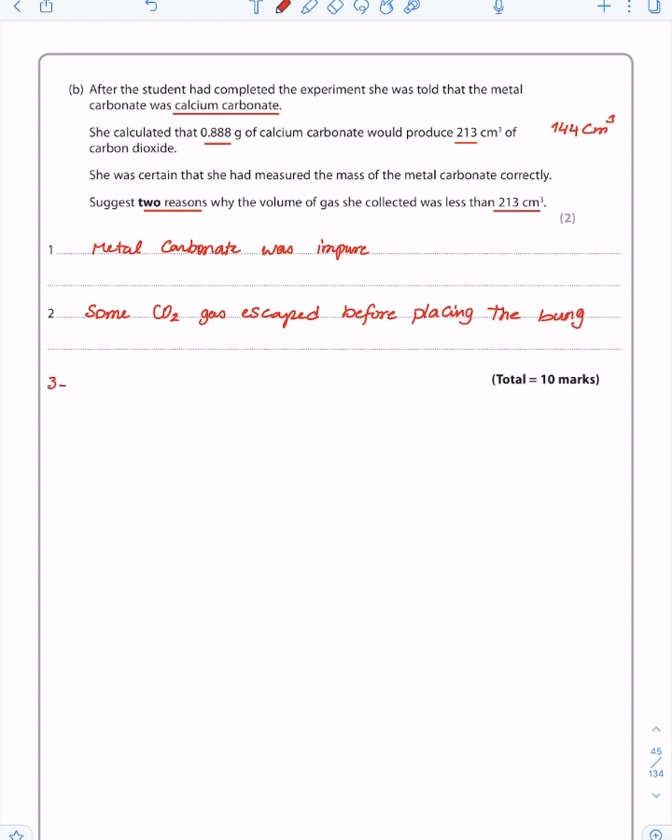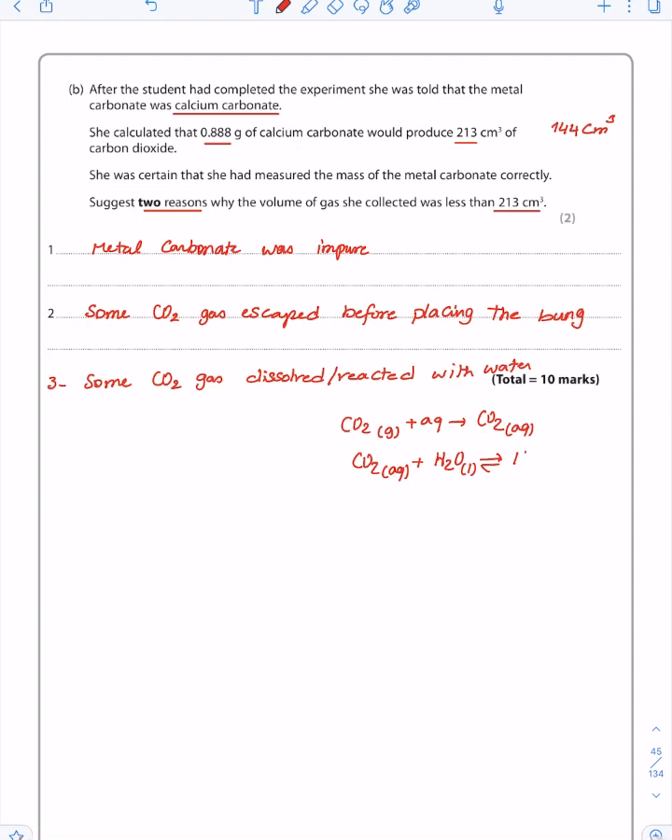الحاجة التالتة ان في حبة كربون دايوكسيد دابوا في المية. ما هو الكربون دايوكسيد بيدوب في المية. يبقى هنا some carbon dioxide gas dissolved in water. ممكن يتقال عليها reacted with water لأن الكربون دايوكسيد بيدوب وبيتفاعل في المية with water. يعني أصلا CO2 gas بيديزولف في المية عشان يعمل CO2 aqueous وال CO2 aqueous بيتفاعل مع المية عشان يعمل carbonic acid H2CO3 acid weak. طيب يبقى هنا some carbon dioxide dissolved or reacted with water. دول 3 reasons ليه الفوليوم بتاع الكربون دايوكسيد collected كان 144 بدل من 213.